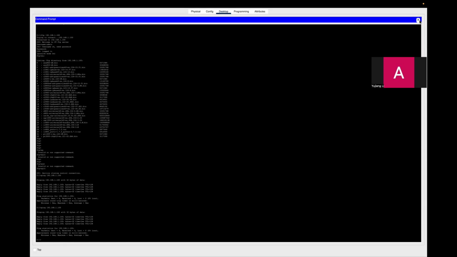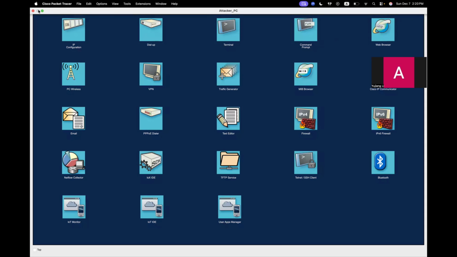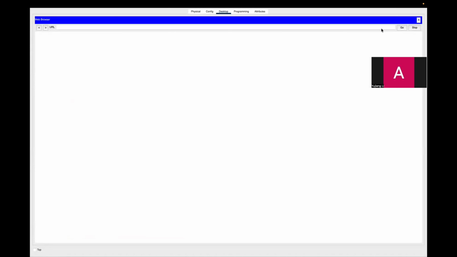The second way is through the web service. The attacker will access the web server to gather information about the target. And we can see we can enter the servers from the web server.